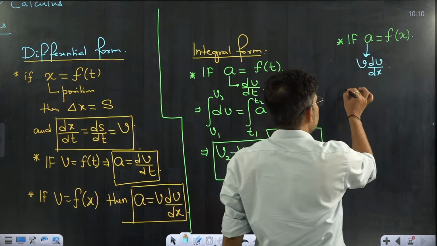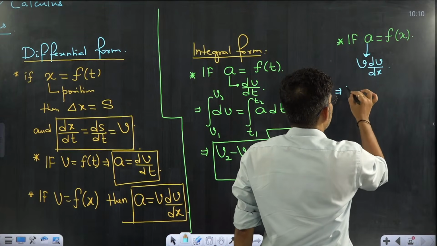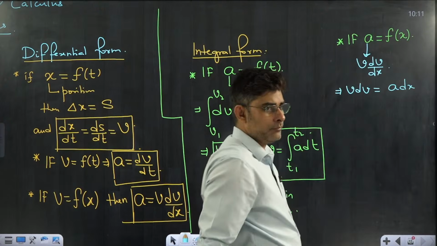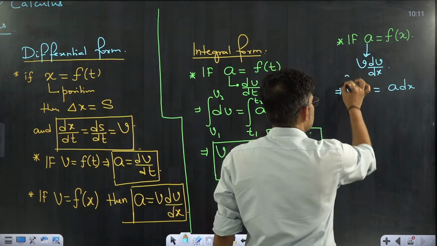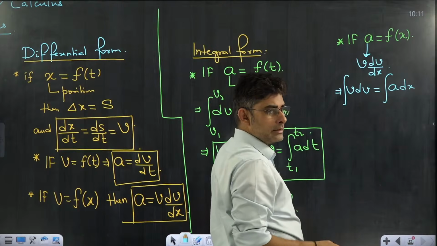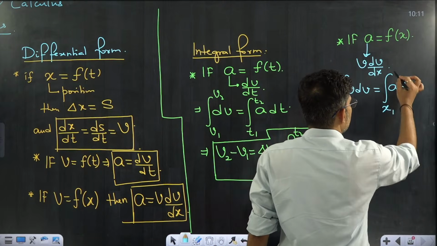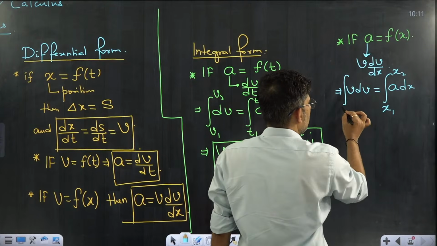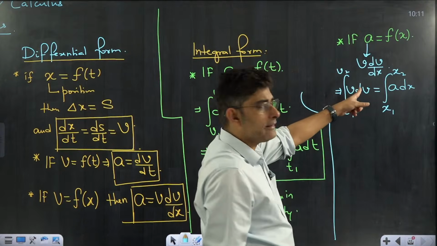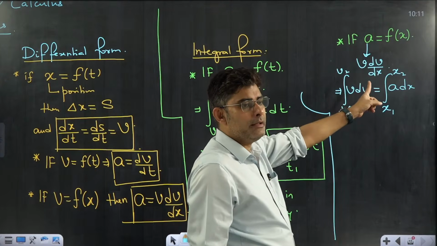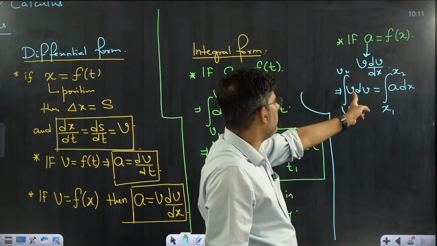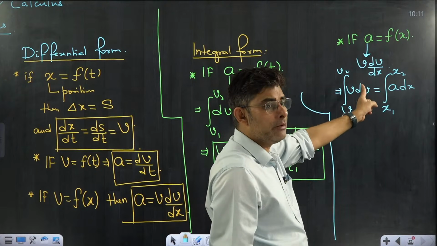If I write v dv by dx, from here I can take v dv on one side and a will be multiplied by dx. After cross multiplying, a dx is v dv. Now put the symbol of integration. Suppose you were initially at position x1, now you came to position x2. Suppose your initial velocity was v1, now it became v2. We have seen the x to the power n formula. The integration of x to the power n is x to the power n plus 1 by n plus 1. So v with respect to v will become v square by 2.